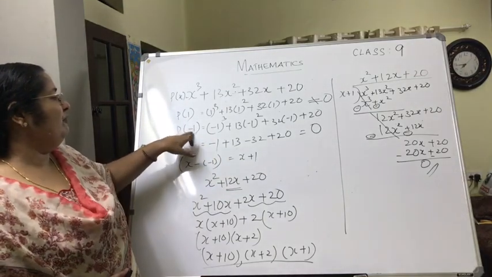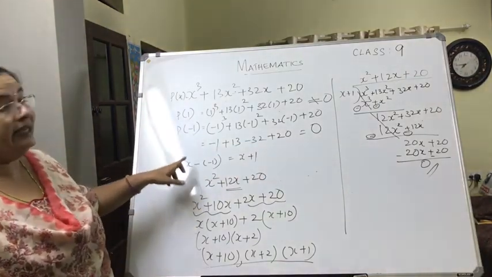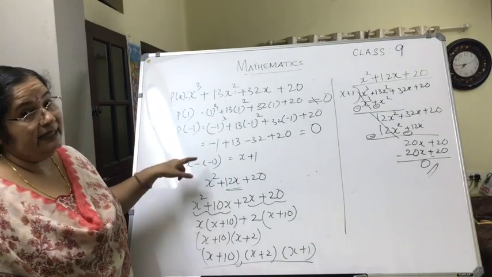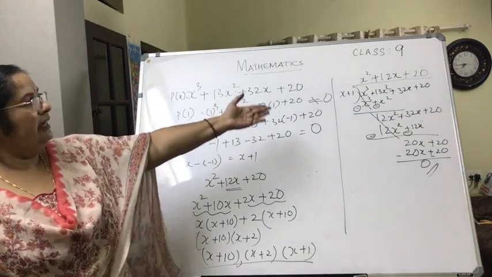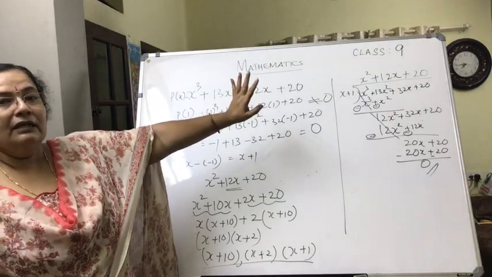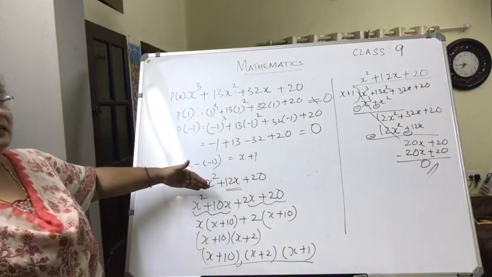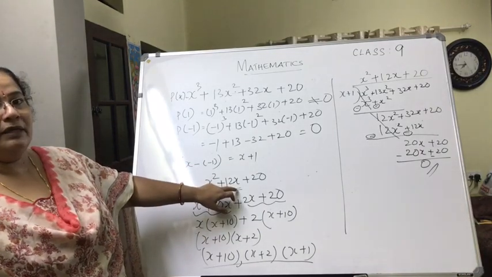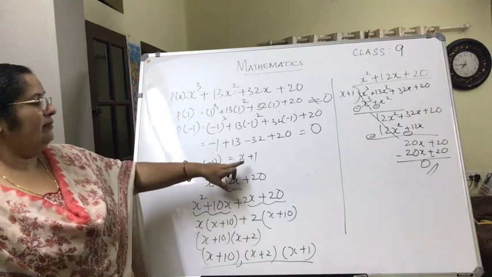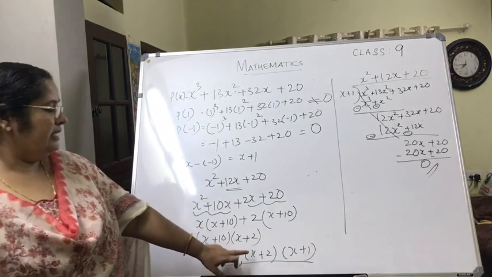Since here P of minus 1 is 0, we have taken x minus A, x minus minus 1, which is x plus 1. So we have divided and got the quotient as a quadratic polynomial. Then again, by splitting the middle term, we got the two factors for this quadratic polynomial. So altogether 3 factors, which are x plus 10, x plus 2 and x plus 1.